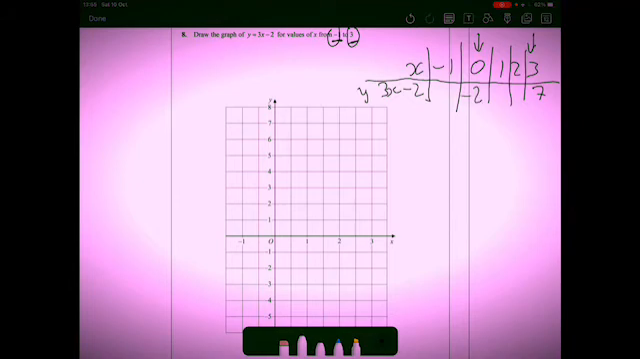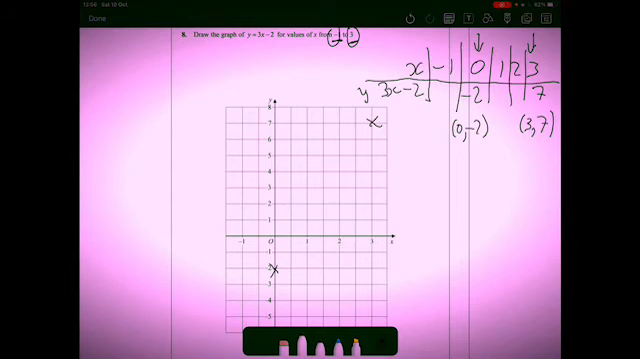I could fill in all the other things, but if I get those two accurately, then I should be able to plot these. This represents the coordinate 3, 7, and this represents the coordinate 0, -2. 3, 7 is there, 0, -2 is there. Now, I could draw a line going through those with a ruler. I could also check maybe one more point as well, just to make sure I've done it correctly.